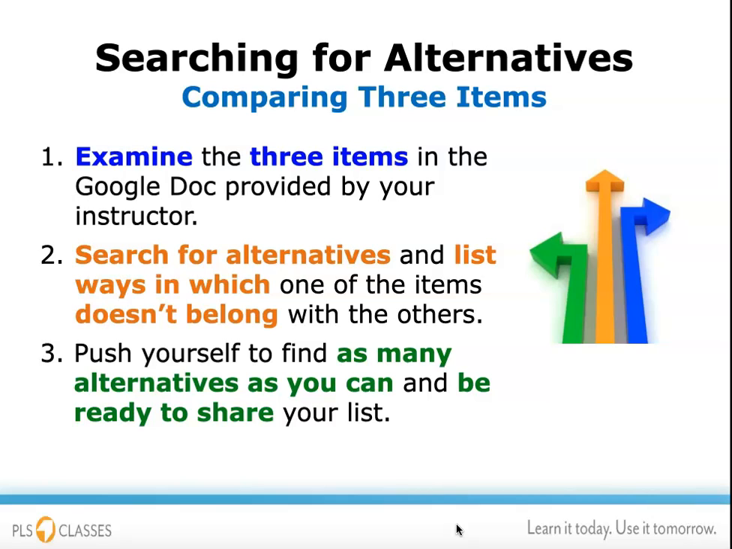For the revised activity directions, please go to Canvas, Modules, Section 3, Part 1, Comparing 3 items. You will be placed in small groups to complete this activity. Using the Google Docs provided, examine the 3 items listed for each group. Search for alternatives as you list various ways in which one of the items doesn't belong with the others. Push yourself to search for as many alternatives as you can. Note your ideas and share your alternatives.